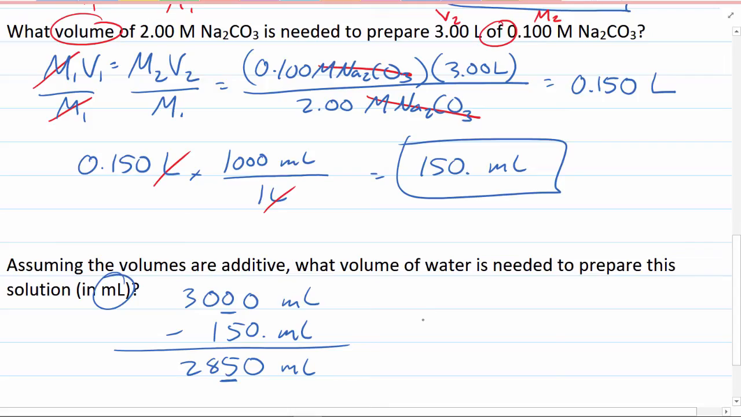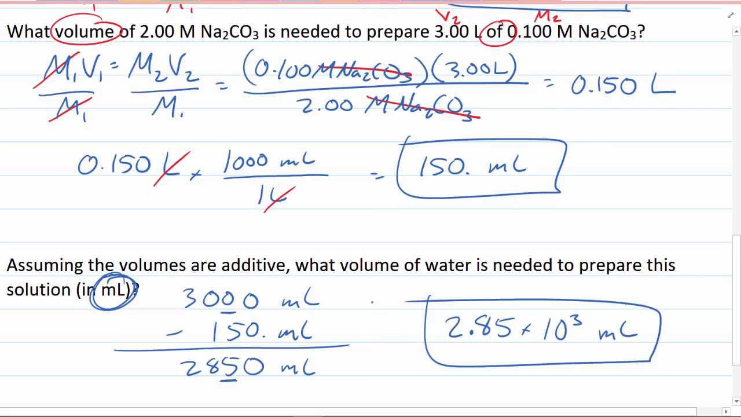Rather, we would convert this to? Not to liters. Well, we could, except it specified milliliters. Put it in scientific notation. So putting it in scientific notation, I write it as 2.85 times 10 to the third. The label would be milliliters. And of course, then these two quantities, this amount of water and this amount of the solution, should sum to be 3,000 milliliters.